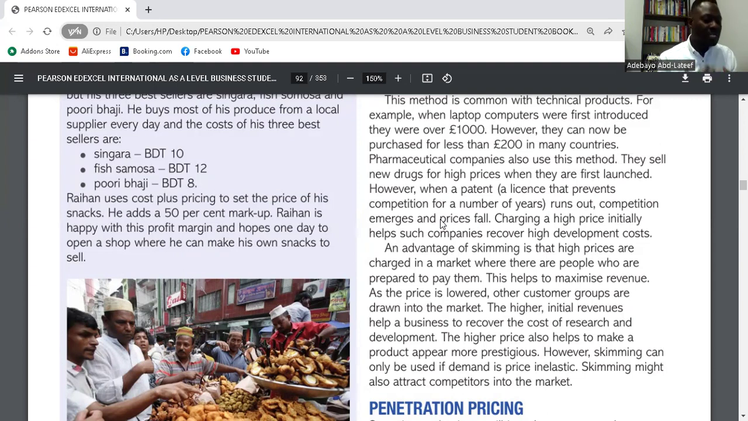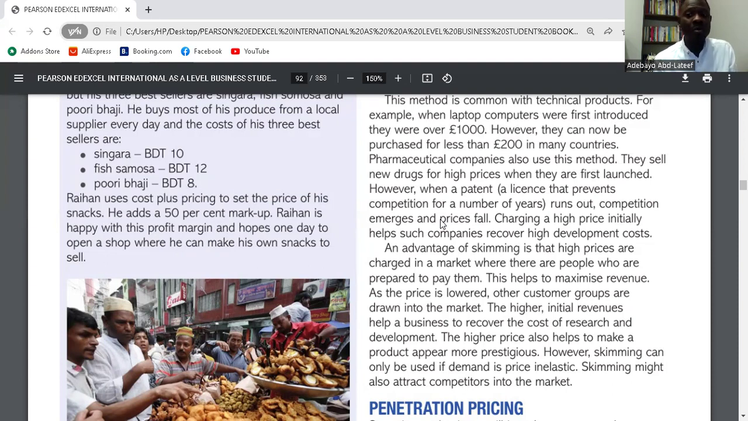So as soon as the product is launched, what happens next is to charge a higher price. That is price skimming. So that for the period they have the patent, they would have recovered the amount spent on research and development, because research and development is expensive, a high cost. Is it clear? The advantage of skimming is that high prices are charged in a market where there are people who are prepared to pay them. Because everybody needs that product or service, whatever price is charged, people will be willing to pay. That's an advantage. This helps to maximize revenue.